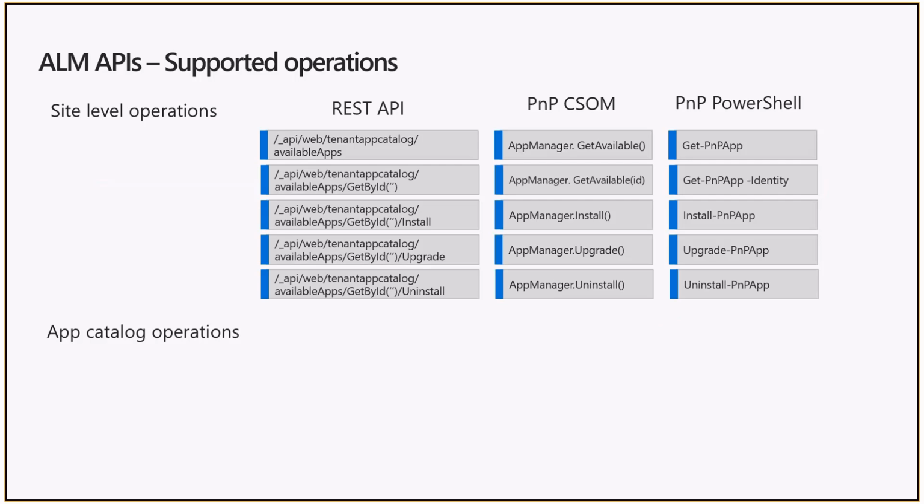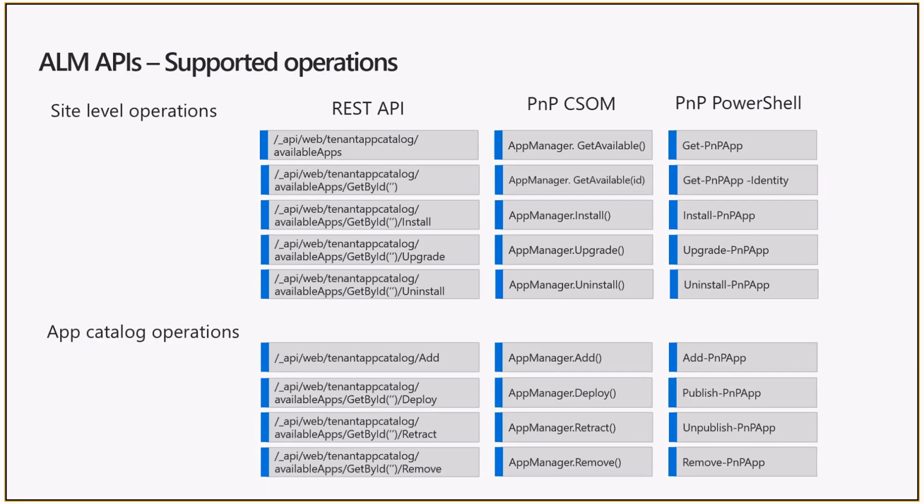And then at the app catalog operation level, you're able to add a solution or an add-in to that catalog, and you're able to deploy, essentially enable that solution to be added on the site.